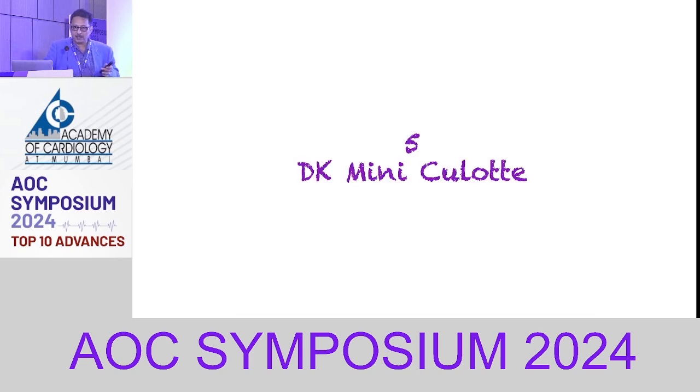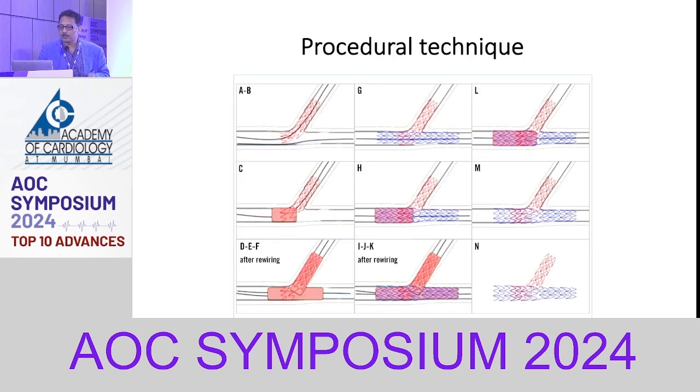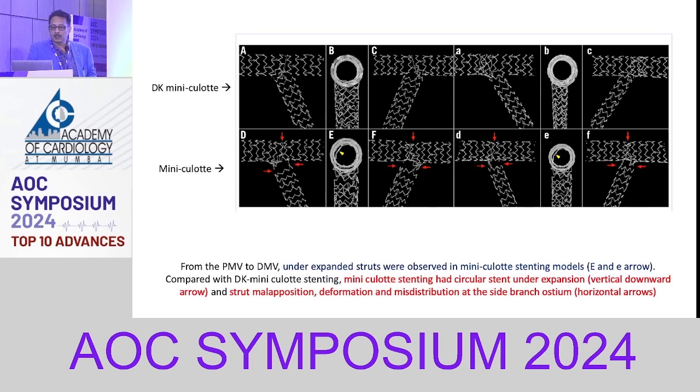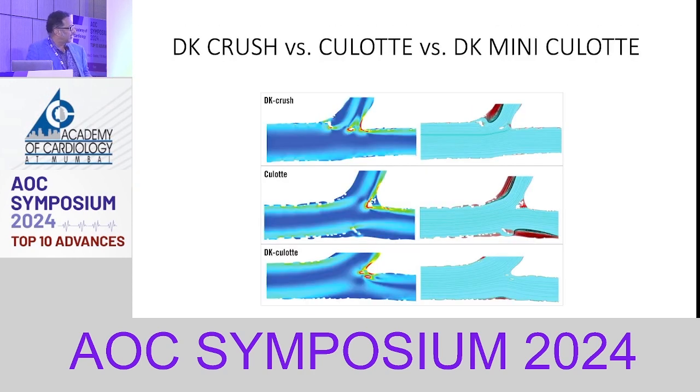As we have double kissing crush, we have a double kissing culotte. The reason is, when you have a single kissing culotte, you end up lifting the stent over here. And bench testing studies have found a very circular lumen with double kissing versus a single kiss culotte. And I would end with this.